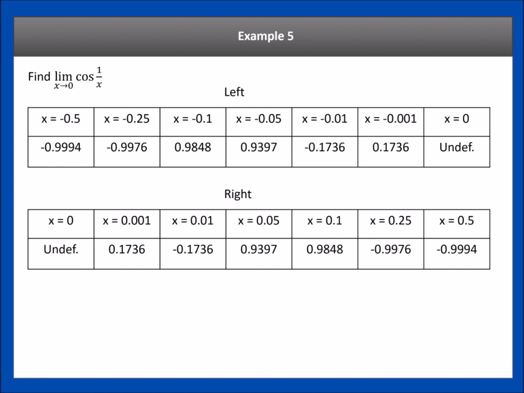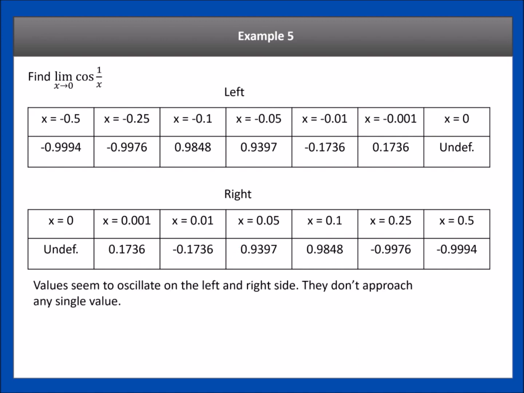It's going to have the same values that you see. So there's that oscillation going on, positive, negative, positive, so on and so forth. So because the values seem to oscillate on the left and the right side, they don't approach any single value. So we indicate that the limit does not exist as well.